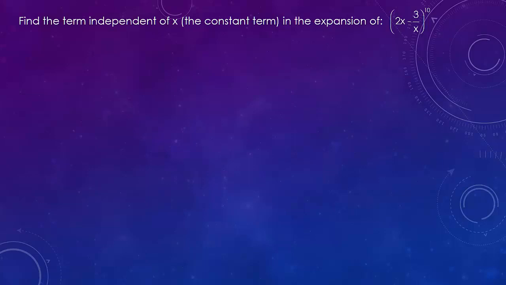Well, I know the powers have to add up to 10. So I'm going to have 2x to one power, and the negative 3 over x is going to be to another power, but those powers must add up to 10, and we also want the x's to cancel. So with an x here on the top and an x here on the bottom, if we go for 5 on both, that will do the trick. Then all we need to do is add in the binomial coefficient.